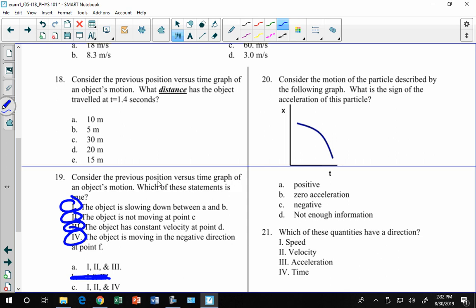Speeding up or slowing down, what do we decide? Speeding up. I know it's speeding up because the slope is getting bigger. It's more negative, but it's getting steeper. So I have a shallow slope up here, and then here it's steeper. So it's speeding up.